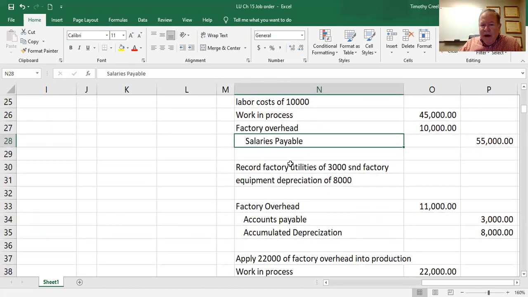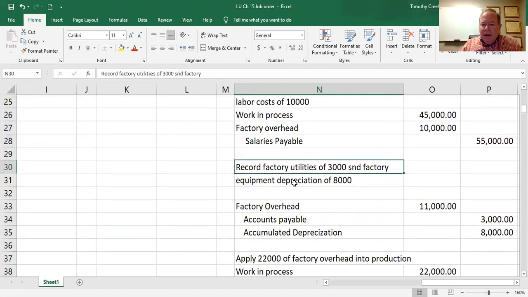Let's record factory utilities of 3,000 and factory equipment depreciation of 8. Now, both of these are factory overhead. They're basically, and remember what factory overhead is. It's all the cost of manufacturing that are not direct materials or direct labor. And so it's all the cost of having the plant that's not direct materials and not direct labor. And so factory utilities, factory equipment depreciation, both of these would be actual factory overhead cost.